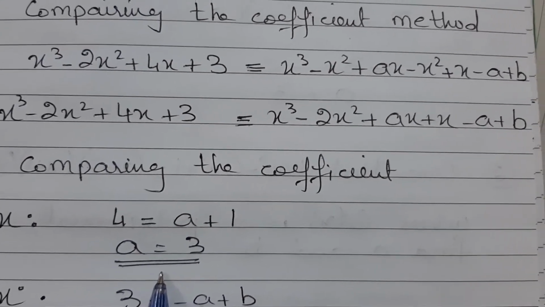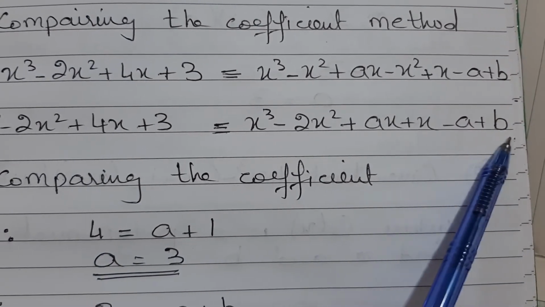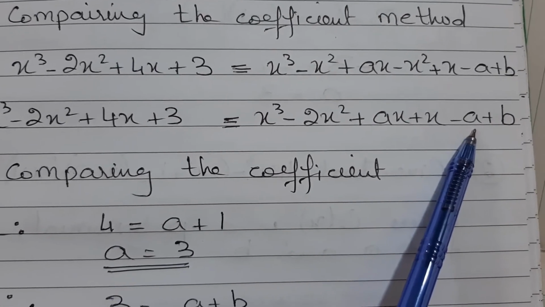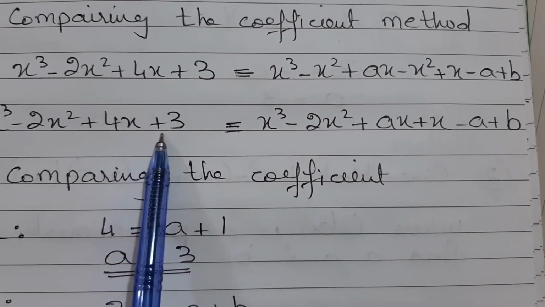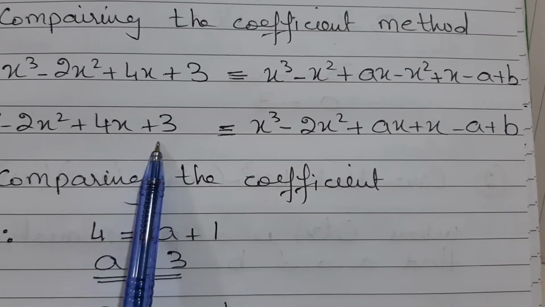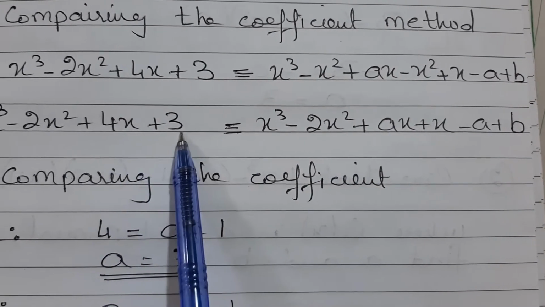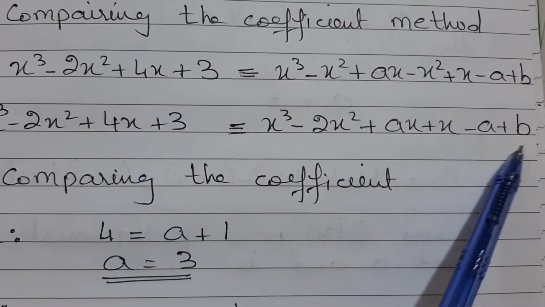Now I have to find out the value of b. Now these 2 terms are without x, so it means these are my constant, and here it is 3. Sometimes a student thinks that because it is just one term here, they will have only one term here.